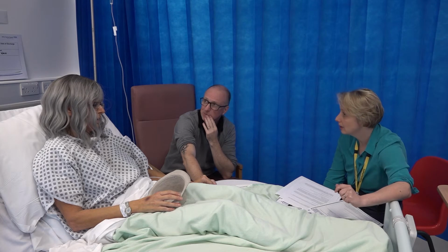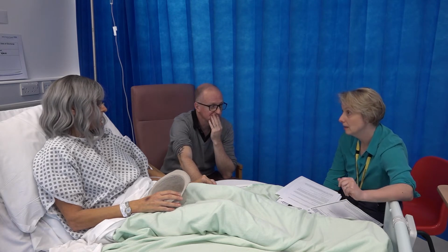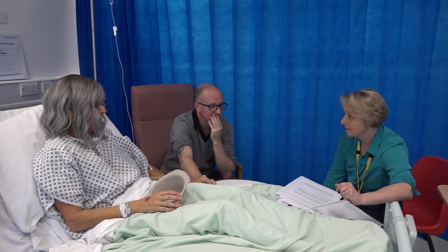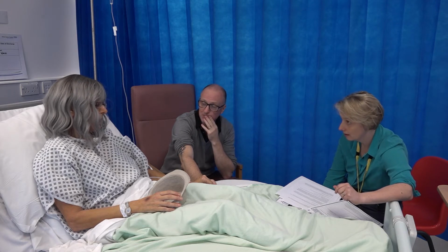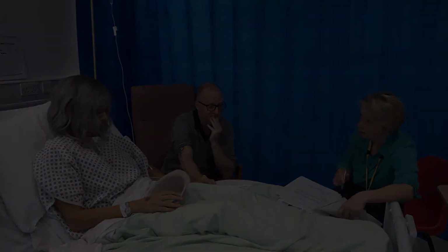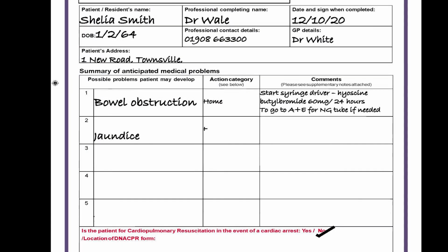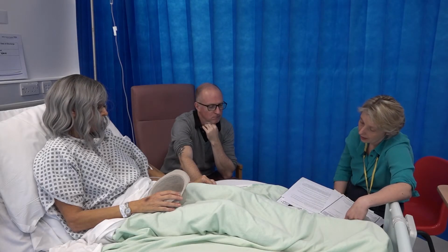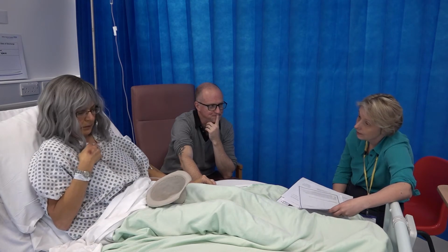Okay, so the thing to do with jaundice and it becoming yellow is just to ignore it then, okay? Just let it be and not have any more tests for it. Yes. So I'm going to write that on the form too. Thank you. I guess another problem that could happen is that you could develop an infection.